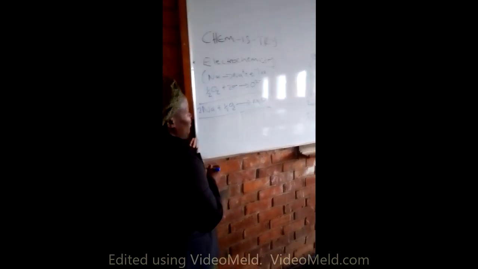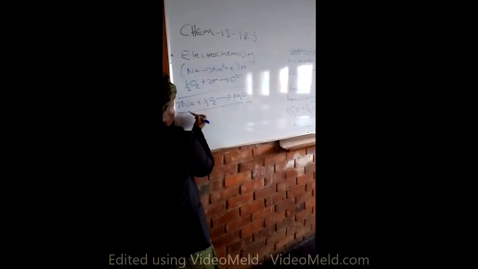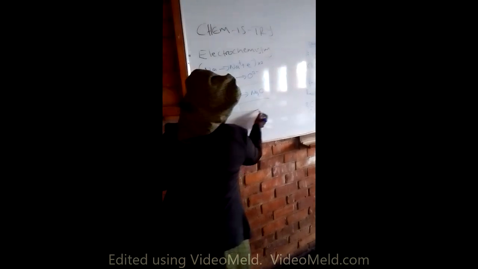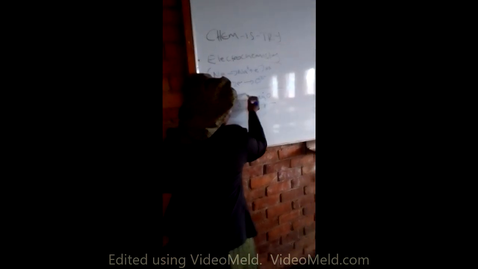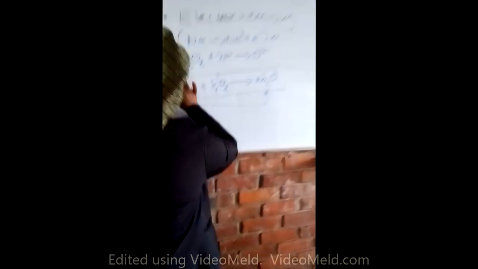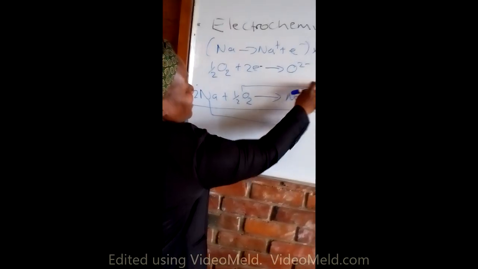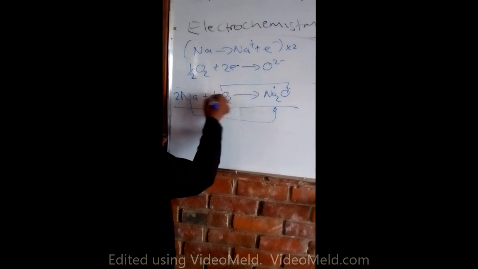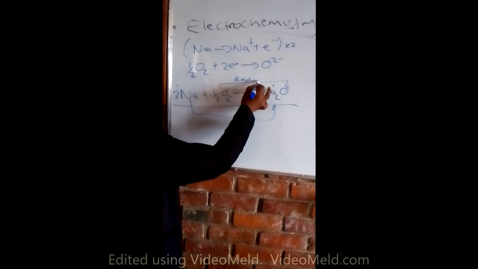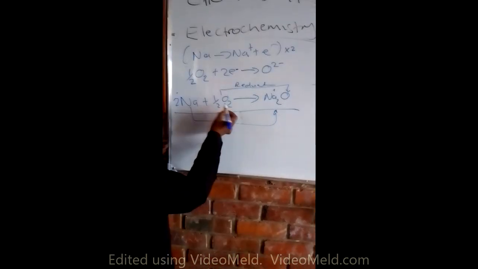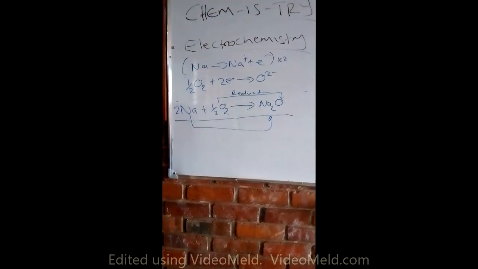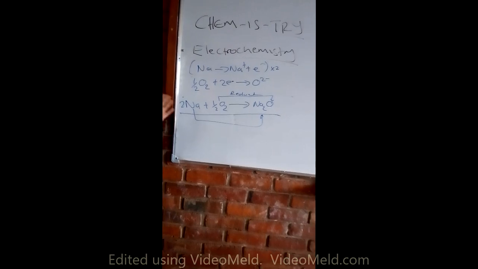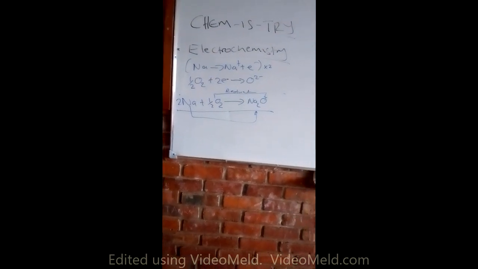So in this reaction, the sodium has been oxidized because here it is a plus. Oxygen has been reduced. Why? Because it has gained 2 electrons, so it's now being reduced. Those are the definitions in terms of electrons.